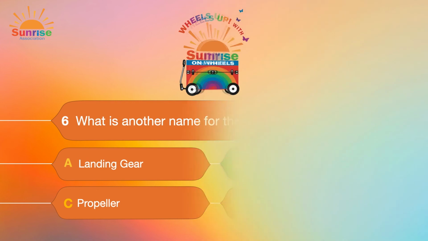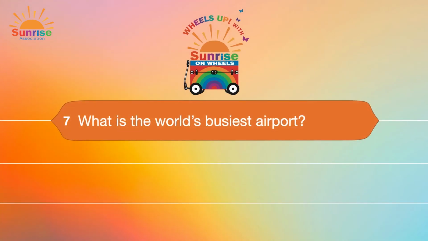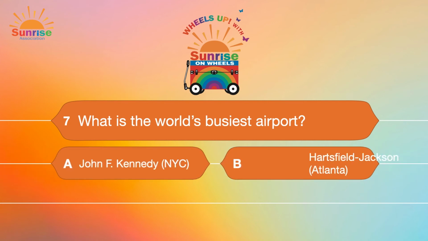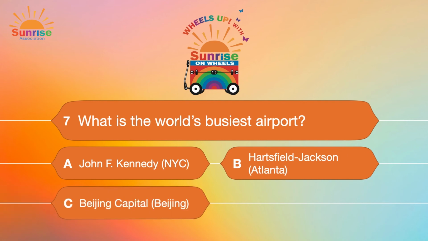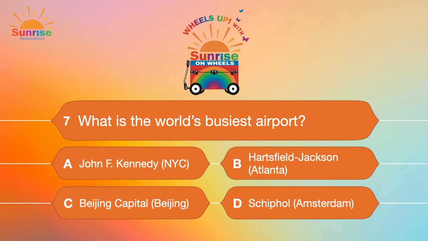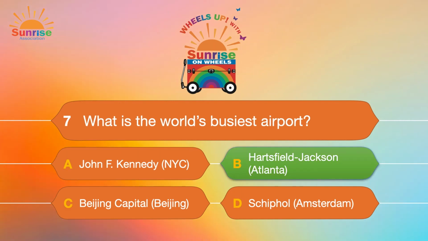Question number 7. What is the world's busiest airport? Is it A, the John F. Kennedy in New York City, B, the Hartsfield-Jackson in Atlanta, C, Beijing Capital in Beijing, or D, Schiphol in Amsterdam? Hartsfield-Jackson in Atlanta is the most bustling, busy airport.